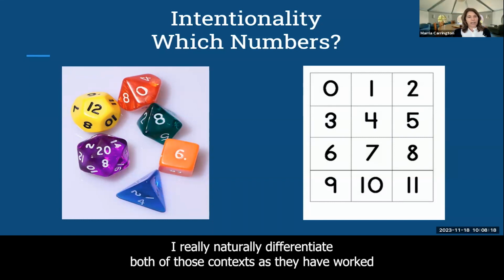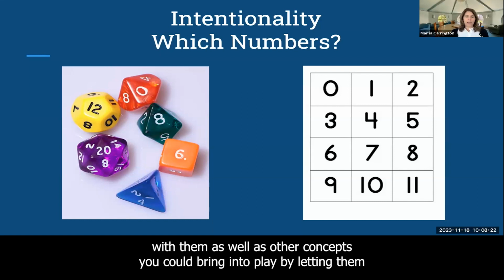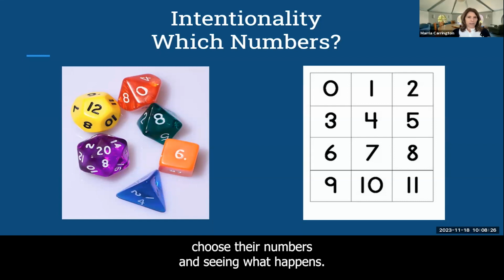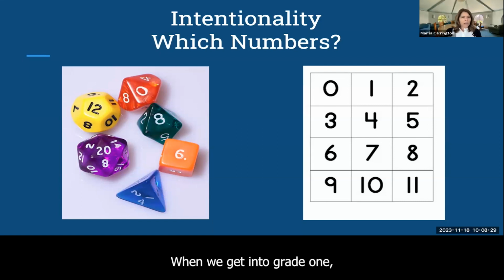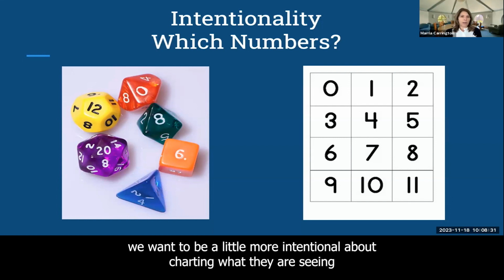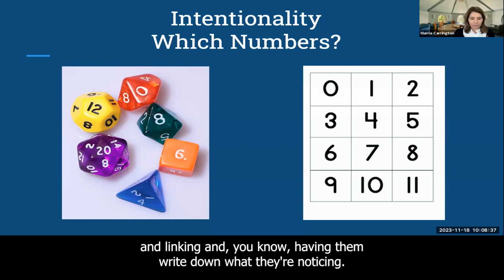You can also really naturally differentiate both of those contexts as they have worked with them, as well as other contexts you can bring into play, by letting them choose their numbers and seeing what happens. When we get into grade 1, we want to be a little more intentional about charting what they're seeing and linking, and having them write down what they're noticing.